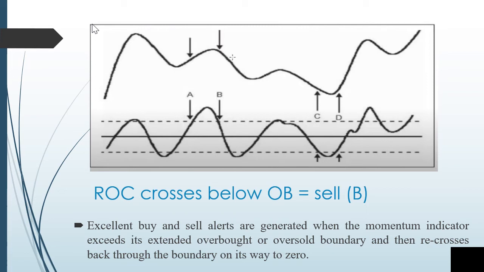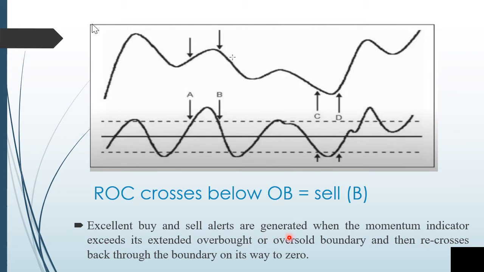Okay, take a look at this figure. The above line is the closing price, right? And the bottom one is the ROC. The dotted line here is the overbought, and the dotted line at the bottom is the oversold. So this straight line here is the zero line.